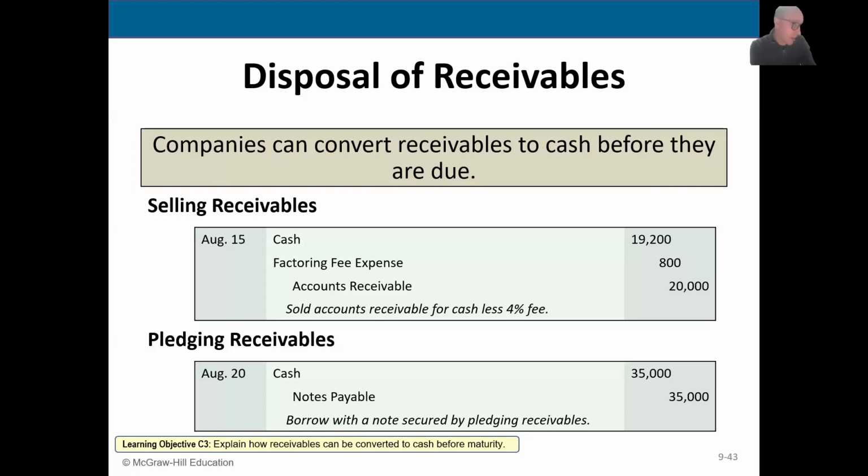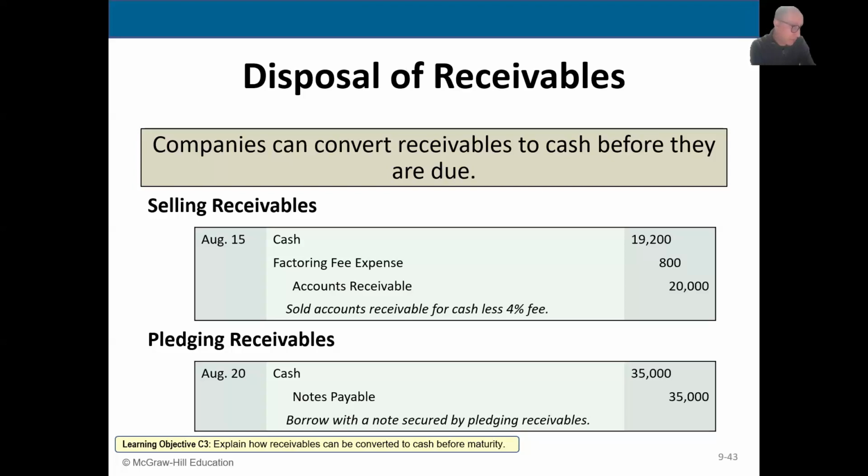And the company can also raise cash by borrowing money and pledging accounts receivable to secure the loan. That's what pledging receivables is. So why do companies do this? Because they need cash, right? So the first example is factoring. We debit cash, debit the factoring fee. Oftentimes there's a fee involved for the company, and we credit the account receivable.